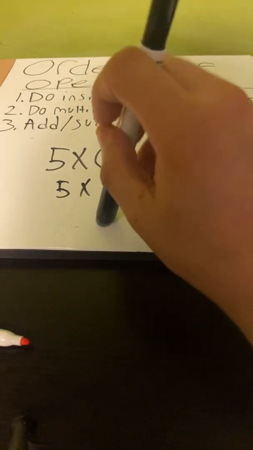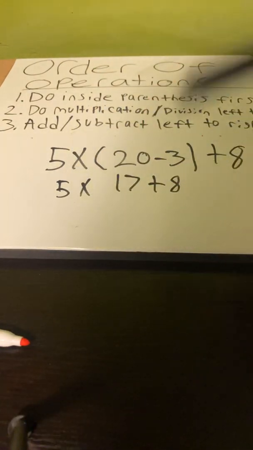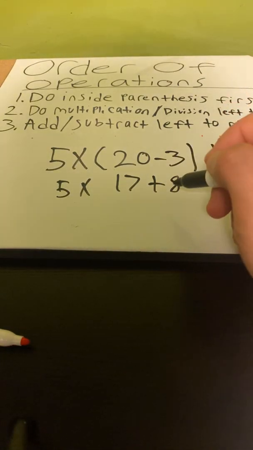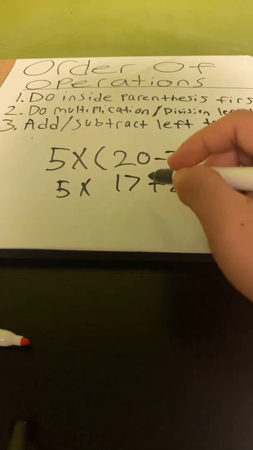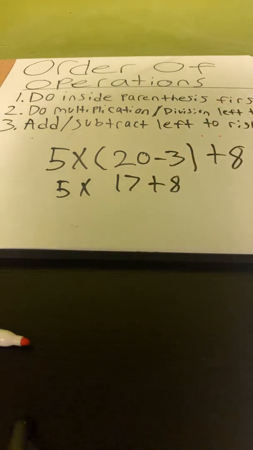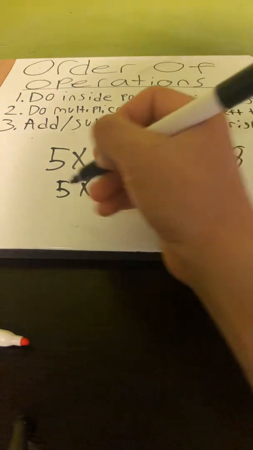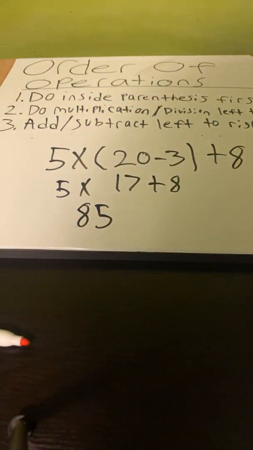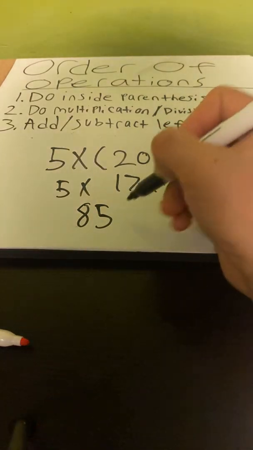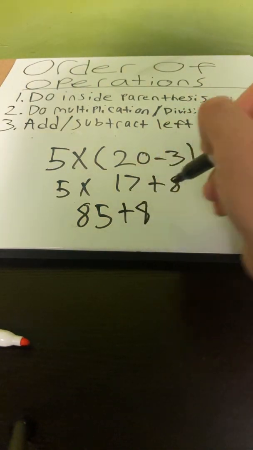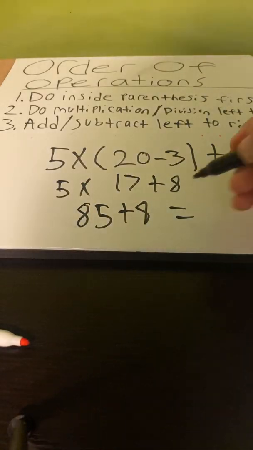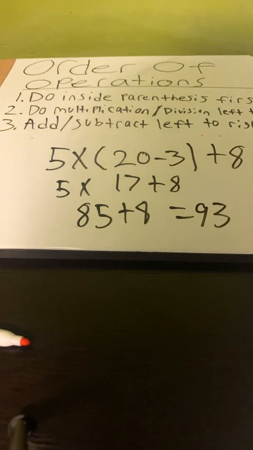So like I said again, multiplication comes first. You want to do 5 times 17. You could do something like 5 times 10, which is 50, then 5 times 7, which is 35. So 50 plus 35 equals 85. And then you want to bring down your 8. And then all you have to do is add, which will be 93 as your final answer.